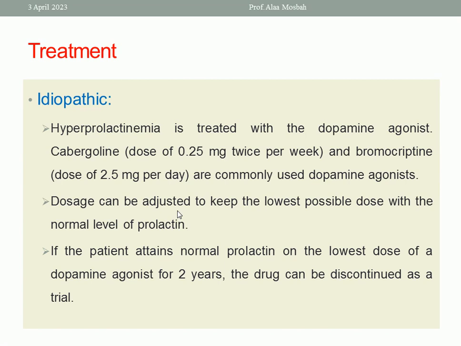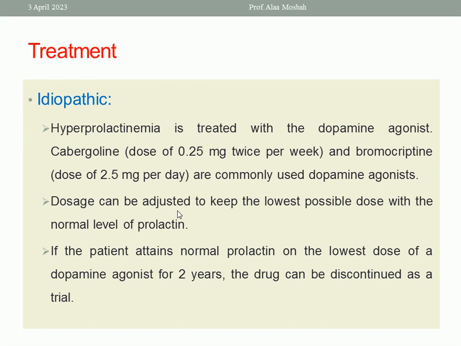Okay, these are the routinely given drugs, cabergoline or bromocriptine. As I said before, cabergoline has a better effect and fewer side effects. Dosage can be adjusted to keep the lowest possible dose with the normal level of prolactin.